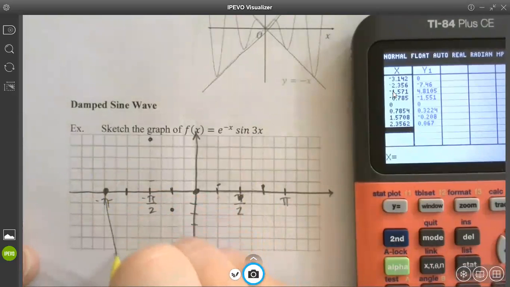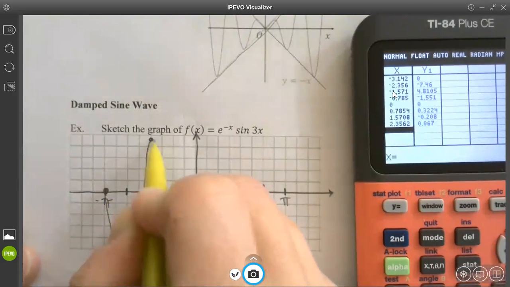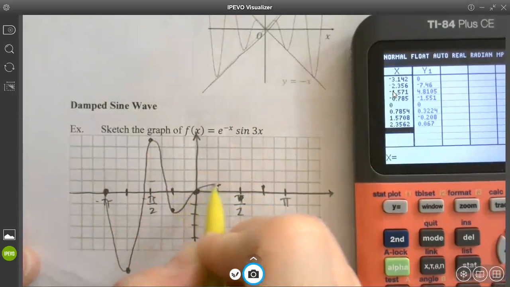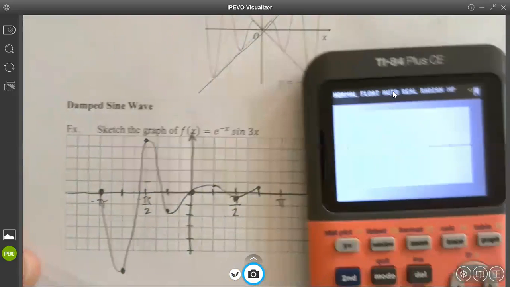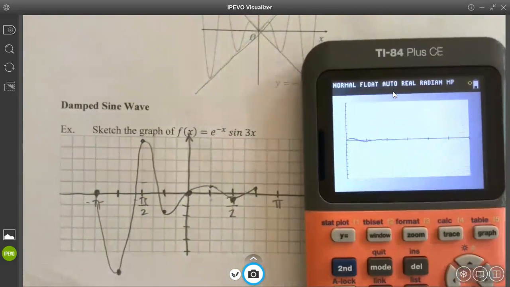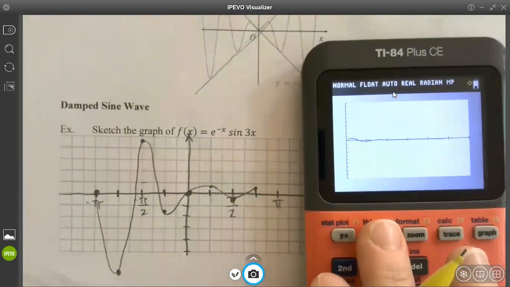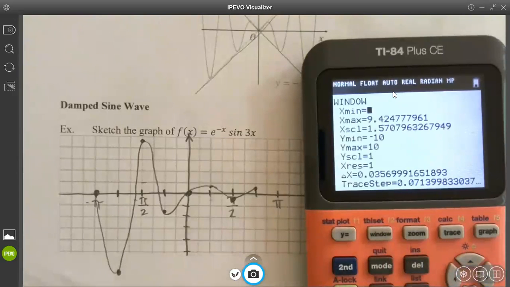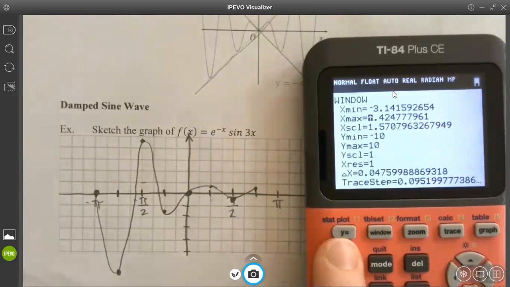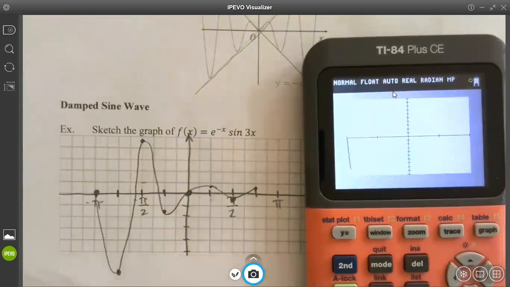So we started here, went up, down, up, down, and back up. So it's looking like this. If I actually graph it, and I'll fix it in a minute so you guys can see it, from negative pi to pi, we can see exactly what it looks like. And then there's your dampening when it starts getting smaller.